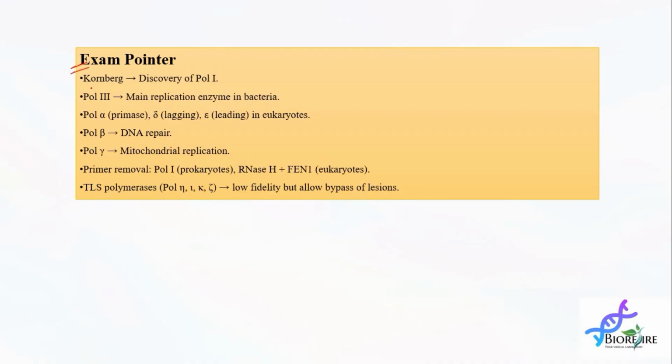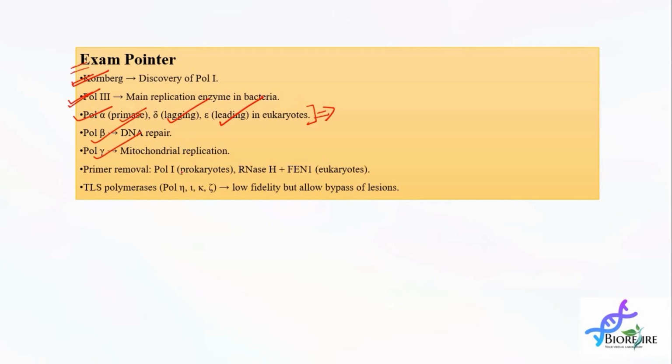Now exam pointer. Kornberg discovered the DNA polymerase first. DNA polymerase third is the main replicating enzyme in bacteria or prokaryotes. Alpha is for the primase. Delta is for the lagging, epsilon is for the leading in case of eukaryotes. In eukaryotes, the replication process is conducted by 3 types of DNA polymerase, that is alpha, delta and epsilon. Beta is for the DNA repairing, gamma is for the mitochondrial replication.